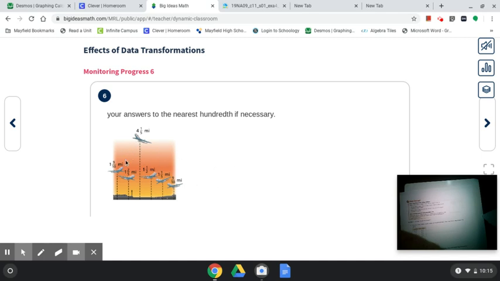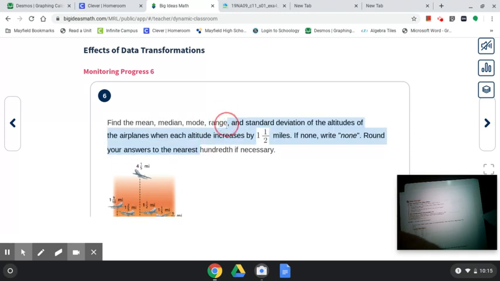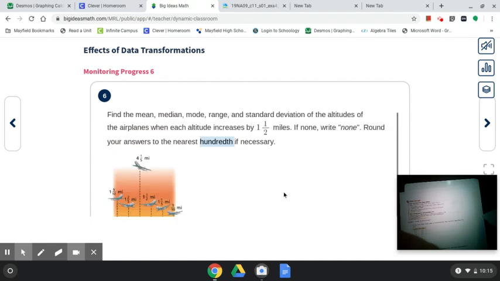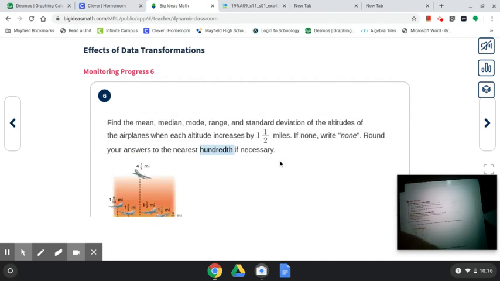Please don't let it bother you that they are in fraction mode. You can do this on Desmos, and you should be able to do it by fractions better now. But I know that's not everyone's strongest. But if you notice, it says round to the nearest hundredth. So when you do this on Desmos, please, please, please make sure that your answer comes out as a decimal. Okay? And that should really take you through the monitoring progress number 6.